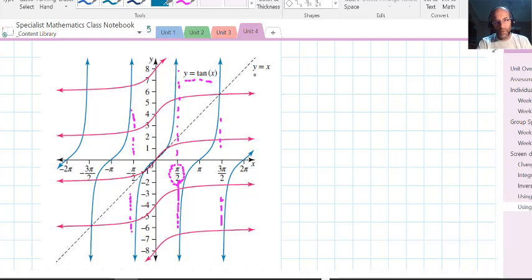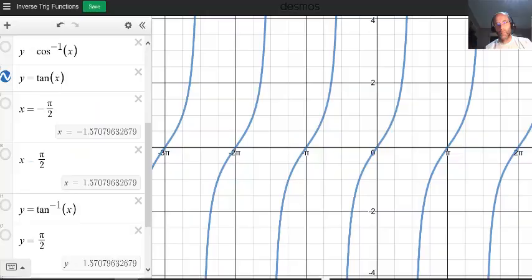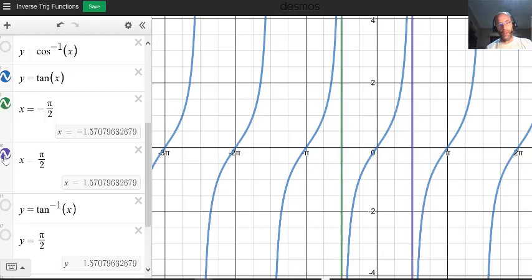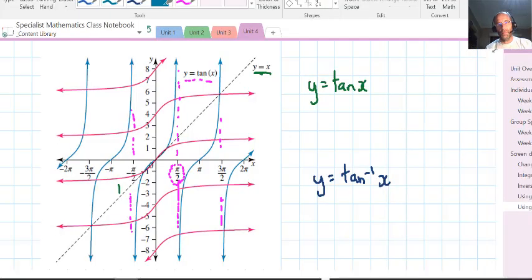So again, the process of mirroring in the line y equals x produces those red lines that you see. Looking first at the graph again of y equals tan x, you can see there in blue, and I can put in a couple of the asymptotes there. Okay, and let's look at some of these features.